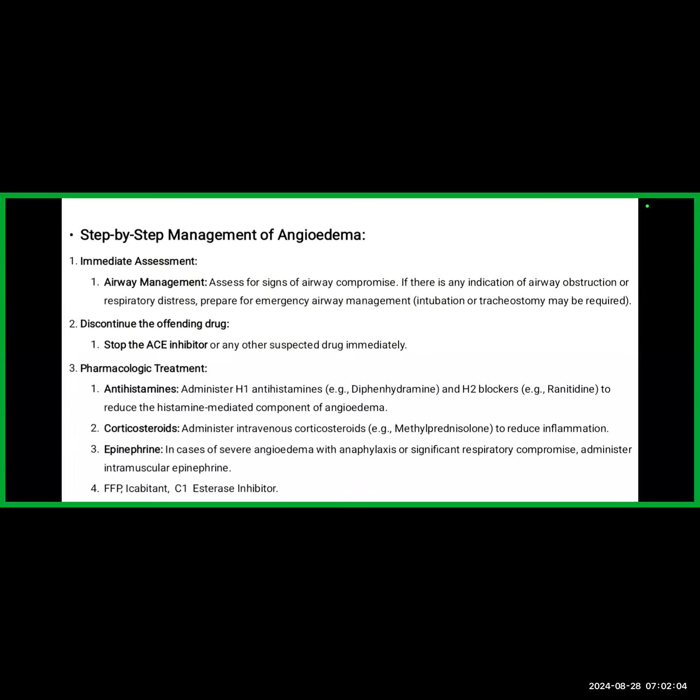So step-by-step management of angioedema is immediate assessment. The most important thing is to secure the airway, because angioedema can cause swelling of the soft tissues, dermis, and then it can compromise the larynx too. So you have to assess the airway for compromise. If there's any indication for airway obstruction or respiratory distress, prepare for emergency intubation or tracheostomy, which may be required. Number 2 is to discontinue the offending drug. Stop the ACE inhibitor or any other suspected drug immediately.